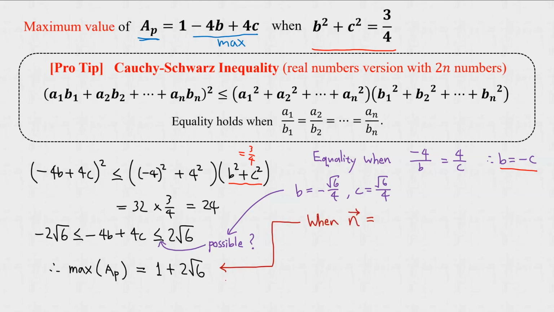Therefore, the projected area AP has maximum value of 1 plus 2 square root of 6 when the normal vector of plane ABC is (1/2, negative square root of 6 over 4, square root of 6 over 4).